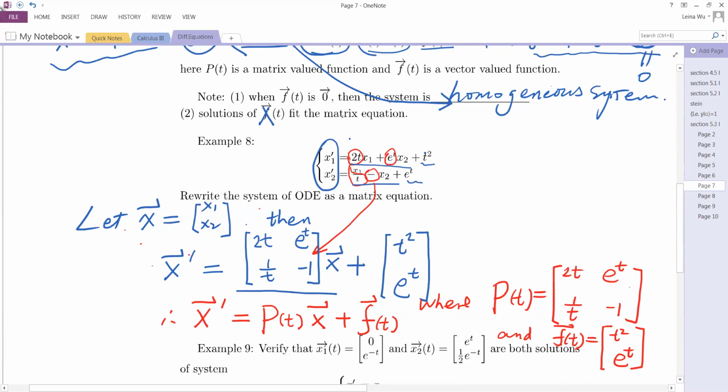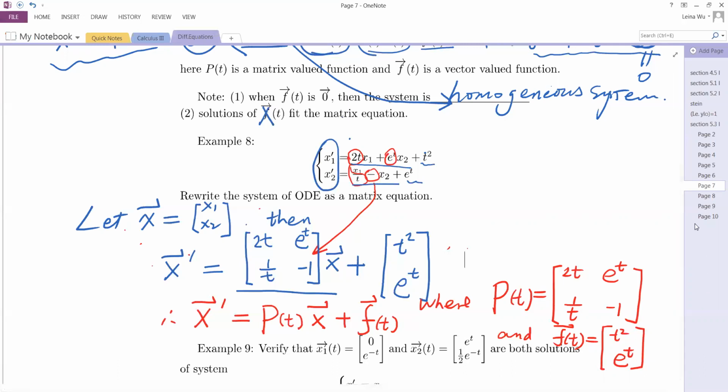Yep. One question. Yes, Milan. Why is P of t not called a vector? P of t, yeah. Ah, because P is not only a row vector or a column vector, it is a matrix. Right? This is a 2 by 2 matrix, so you cannot put a vector sign on top of it. While f of t is only a column vector, so you can put an arrow sign on top of it.